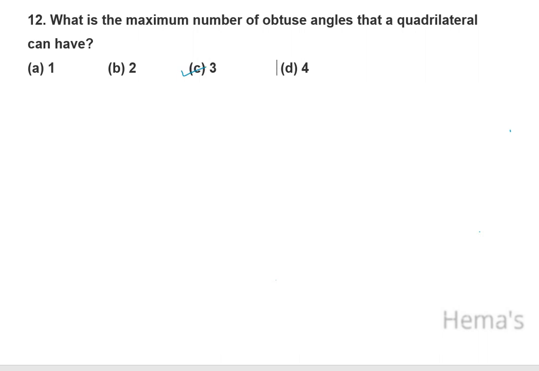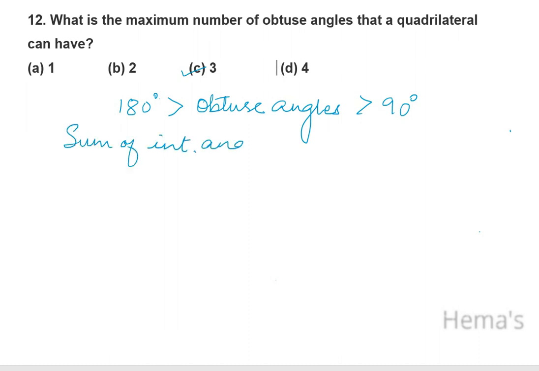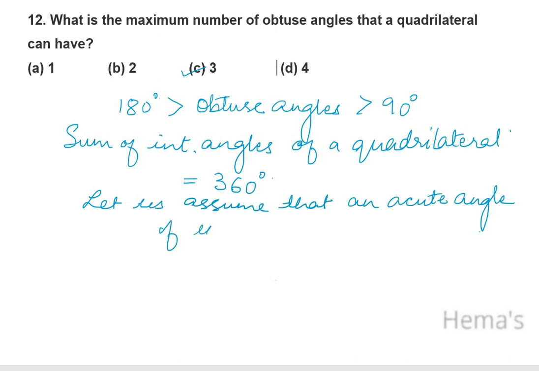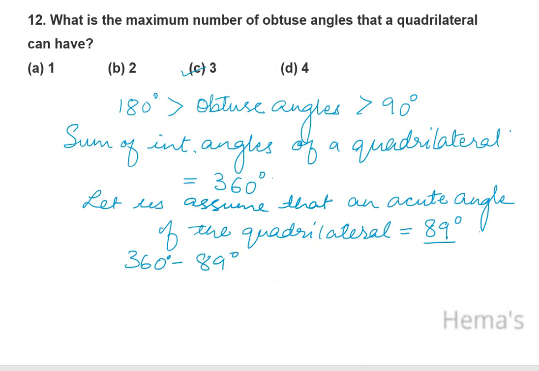Let us see how. We know that obtuse angles are greater than 90 degrees and less than 180 degrees, right? And also the sum of interior angles of a quadrilateral is equal to 360 degrees, right? Now let us assume that an acute angle of the quadrilateral is equal to 89 degrees, because an acute angle is less than 90 degrees. And so the other three angles will sum to 360 minus 89 degrees, which is equal to 271 degrees.